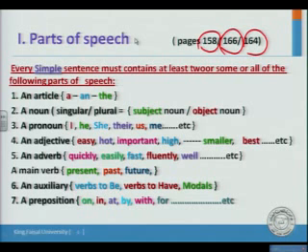When we say on December the 3rd, yes? Or when we say in October, or at 7 o'clock. So these are the situations to use prepositions.